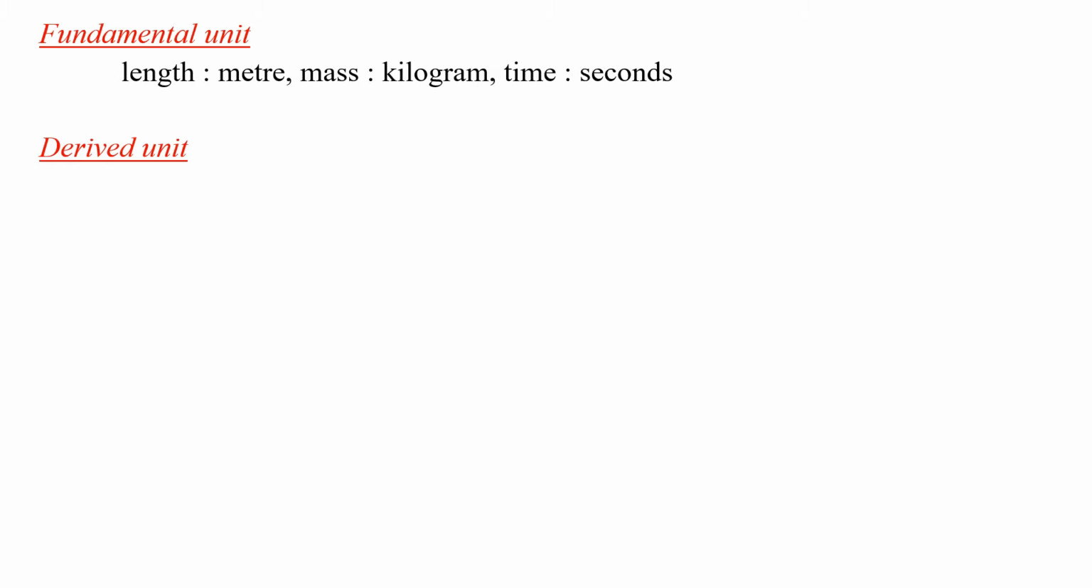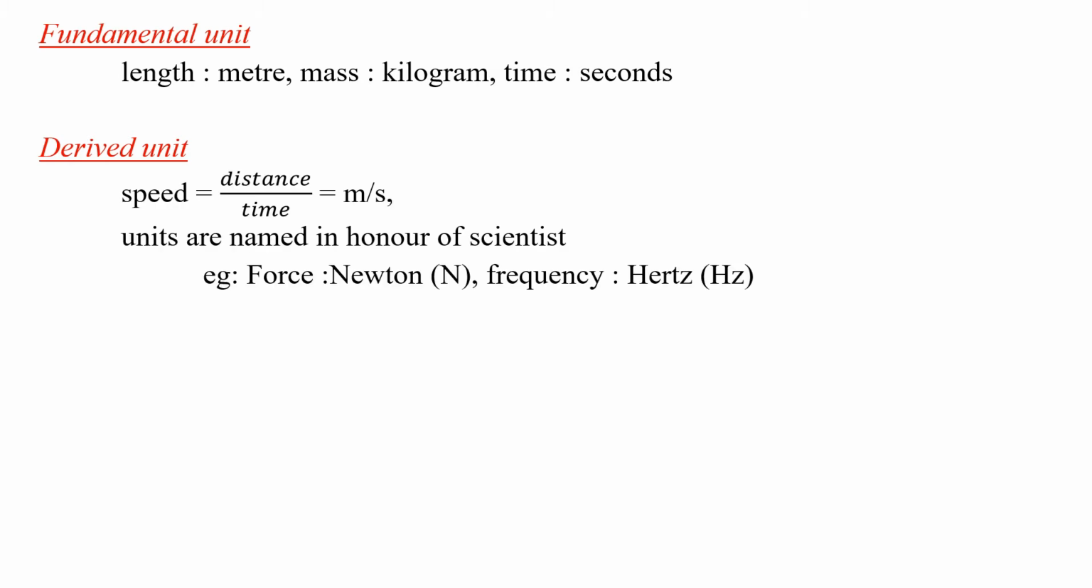Derived unit means the units of derived quantity or the units that can be expressed in terms of base units are called derived units. For example, for a fundamental unit, the fundamental quantity is length. The unit of fundamental quantity length is meter. Similarly, for mass, it is kilogram. Time, it is second.